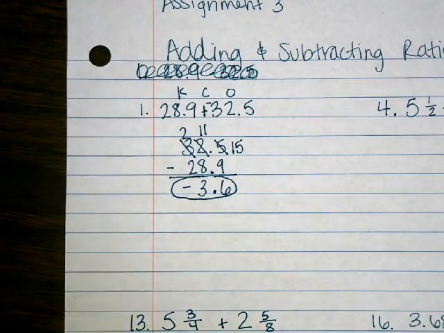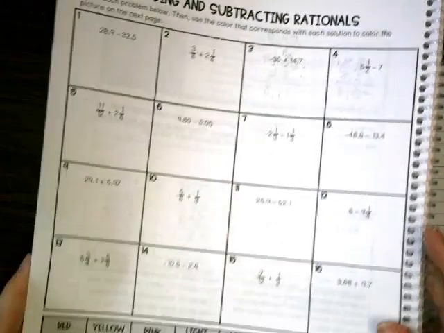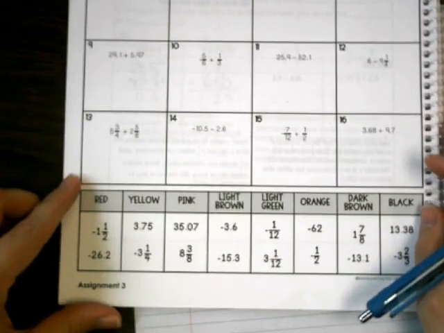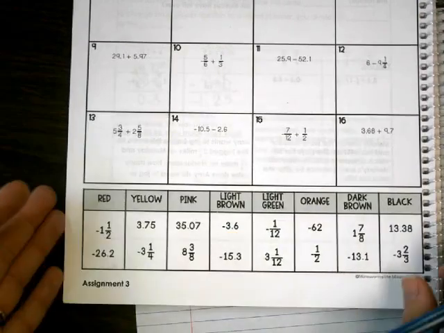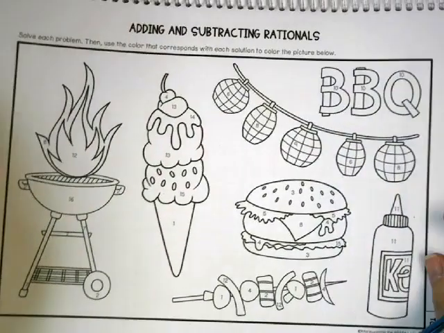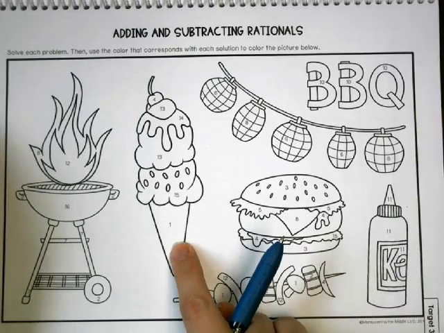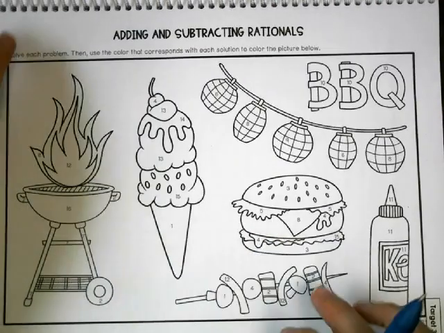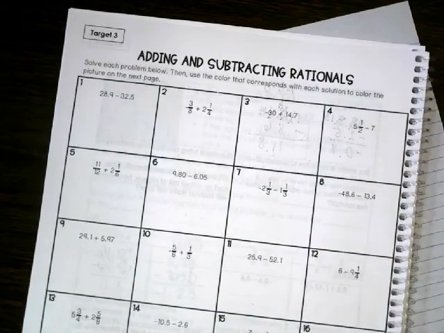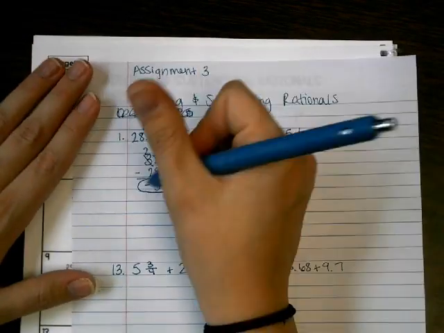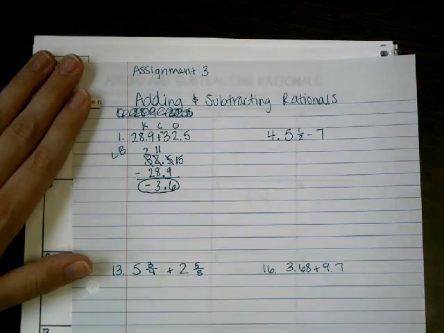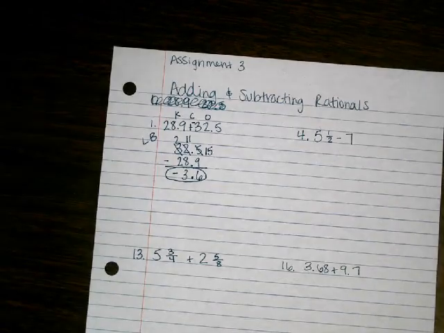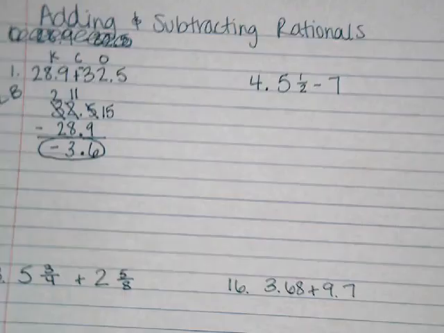So if I look back at my paper, I'm looking for negative 3.6, and I see that it's right here under light brown. So when I am coloring, since this was number 1, all of my 1s are going to be the color light brown. And you can even put in the box here or on your paper here, LB, which means light brown. I would maybe save the coloring for the end, but that is up to you. And if you want to cross off your answers, you can do that as well.